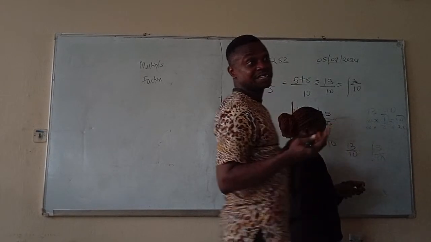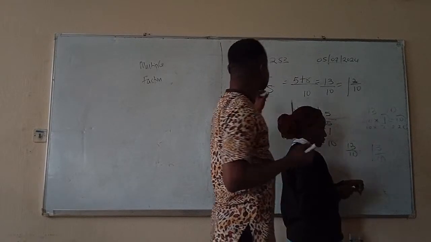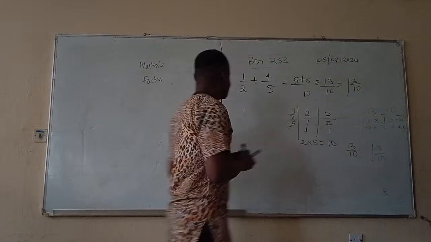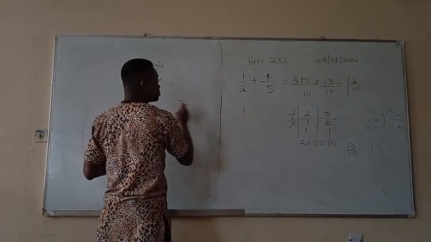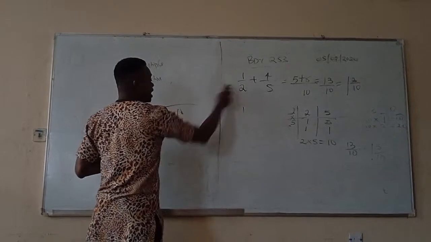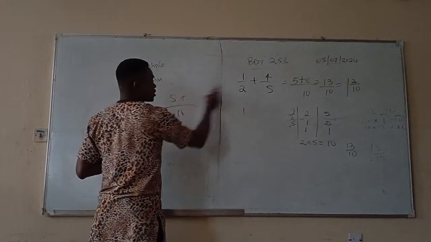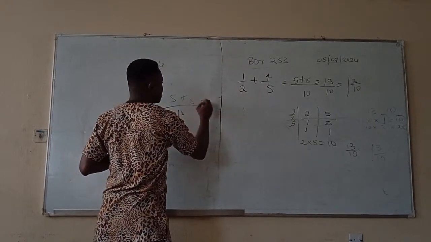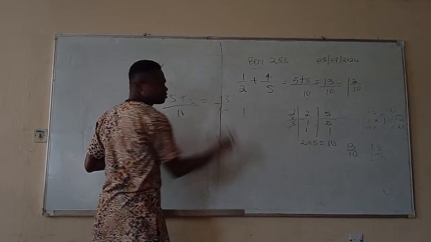If you left it for me to solve this thing, what I would be doing is just going straight. 10 is what? 5 plus is what? Times 4 is what? 8. Answer is what? 13 over what?